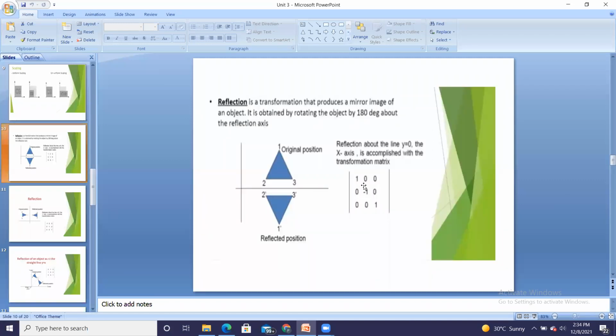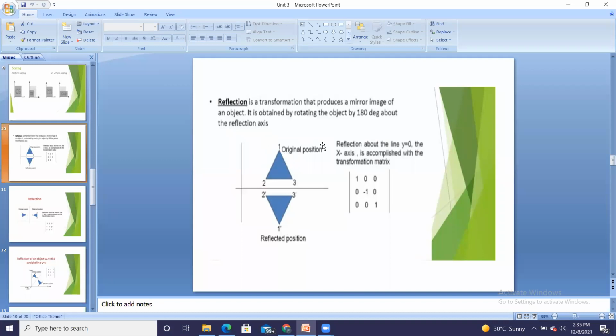Reflection produces the mirror image of the object about the specified axis. That axis acts as your mirror and you get its mirror image on the opposite side of the axis. This is a triangle, and we have seen the reflection along x-axis. In reflection along x-axis, every y coordinate changes only in its sign. The magnitude of y is not going to change, only the sign of y is changing.